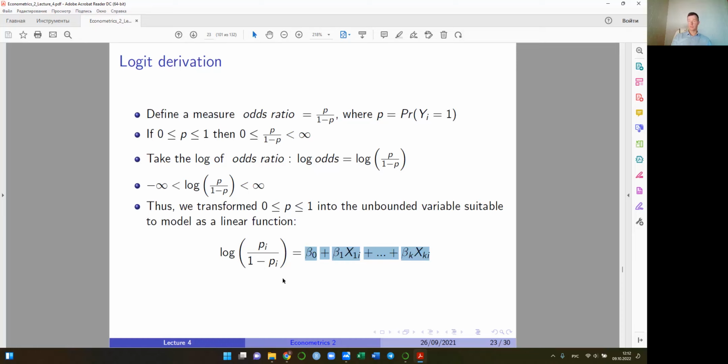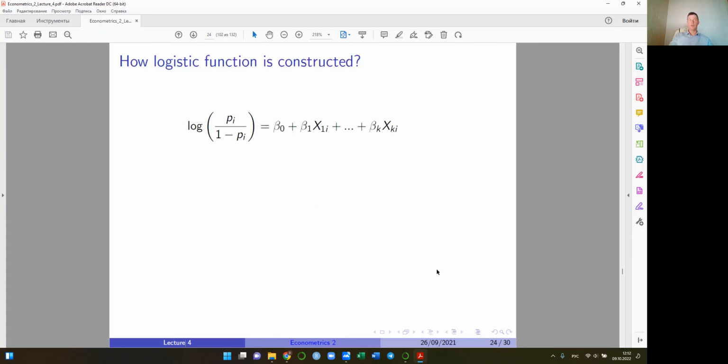Now it is possible to estimate this model and interpret this model with the help of OLS. And you see that we didn't put any structural assumption here, just an assumption of linearity in x. And now, how to construct the logistic function? We need to convert everything back.